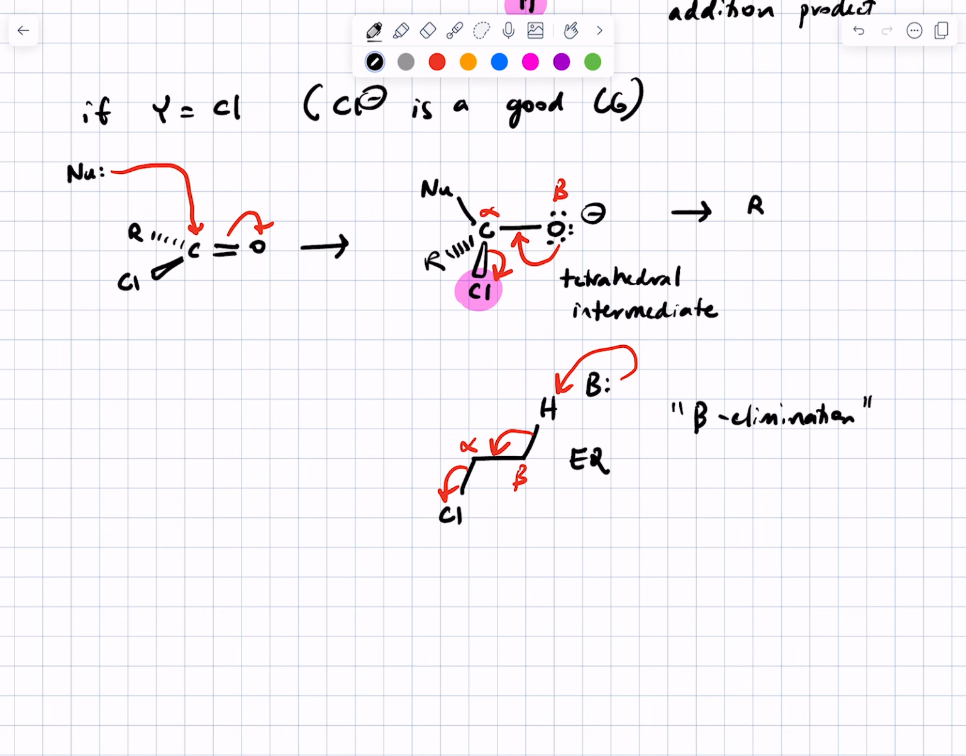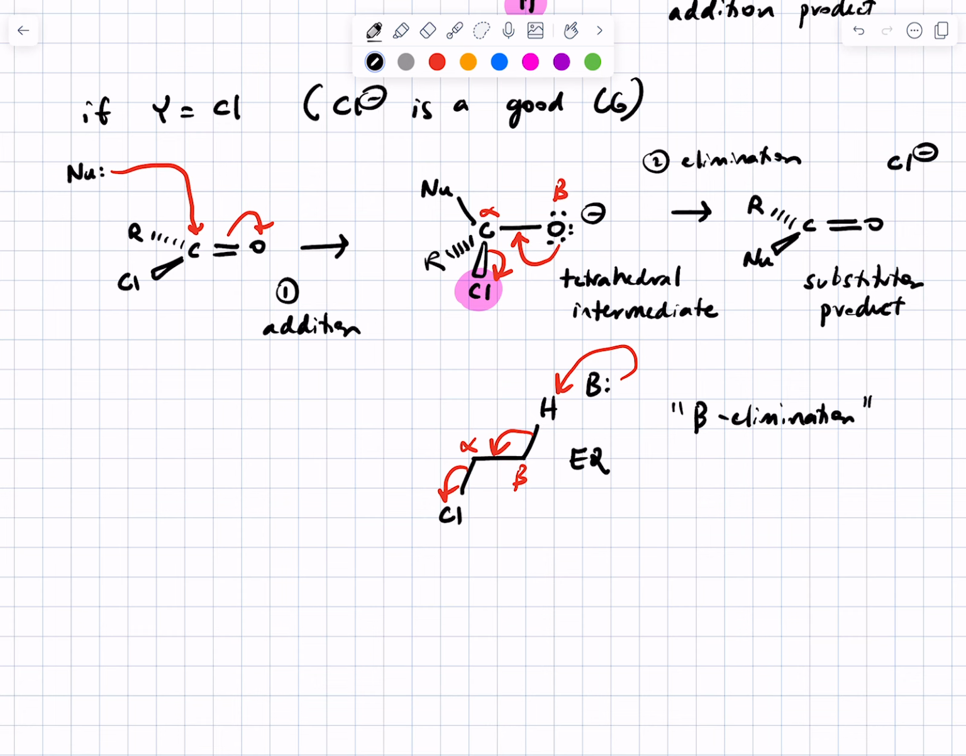Then we reestablish the carbon-oxygen pi bond, and we now have what's called a substitution product via two steps. The first step is addition. The second step is elimination. Nucleophilic addition at the carbonyl carbon gives you a tetrahedral intermediate, followed by beta elimination, where the leaving group leaves to give you your substitution product.